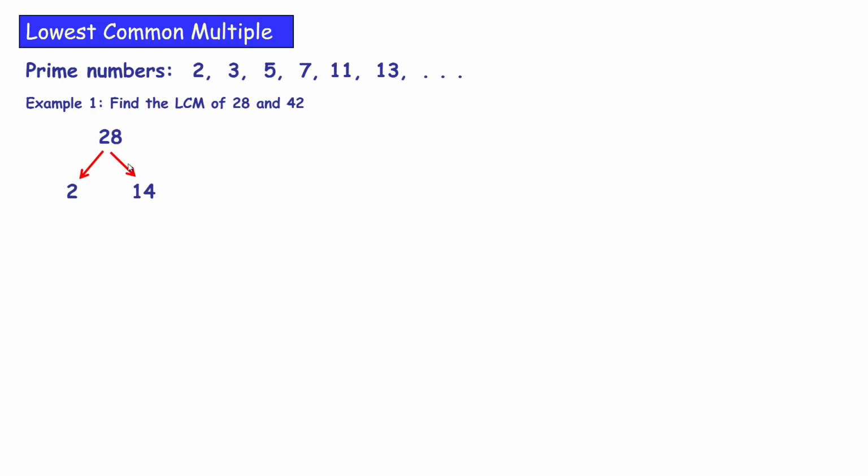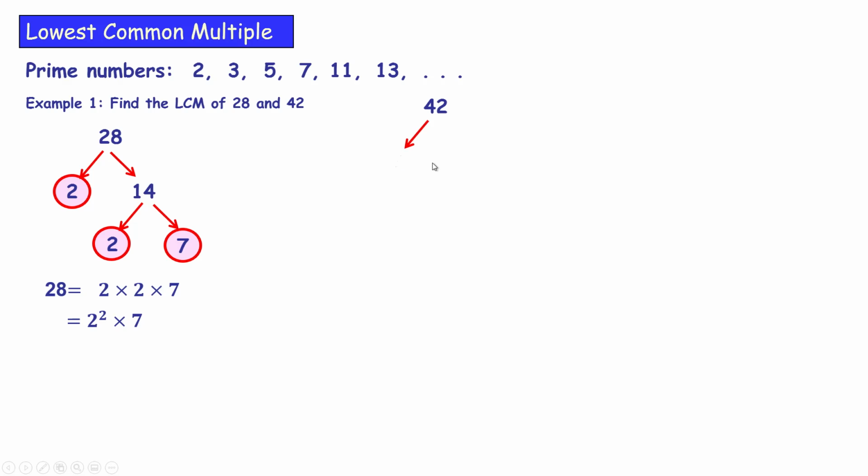2 goes 14 times, circle the 2. And then we check if 2 goes into 14. Yes, it does, 7 times. And 7 is also a prime, so we circle that. So we can say 28 is equal to 2 squared times 7. And if we look at 42, check 2 goes into it. Yes, it does, 21 times. 2 doesn't go into 21, so we try the next one, which is 3, which does go. And that's 7 times. So 42 is equal to 2 times 3 times 7.